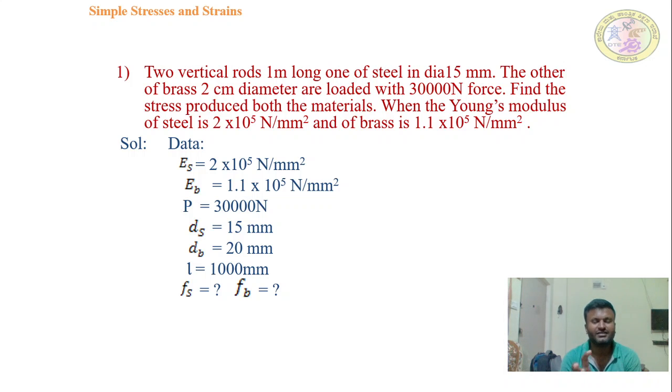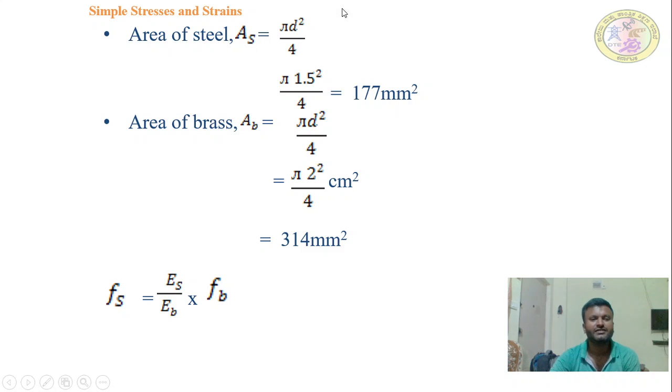First, read the question. Here there are two vertical rods, one steel and another brass, of varying diameter: one is 15 mm, another is 2 cm, otherwise 15 mm and 20 mm. The elasticity of both materials is given, the length is given, and the load applied is given. We need to find stress in steel and stress in brass. Area of steel As is equal to pi d square by 4, with 15 mm, which gives 177 mm². Area of brass, 20 mm, pi d square by 4, is 314 mm².